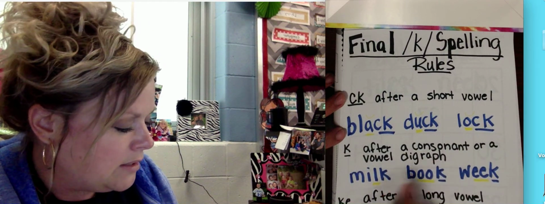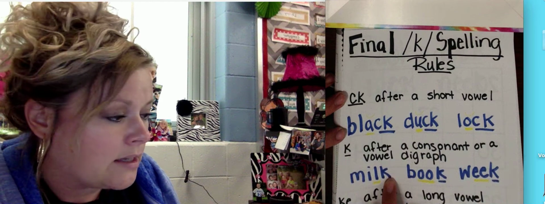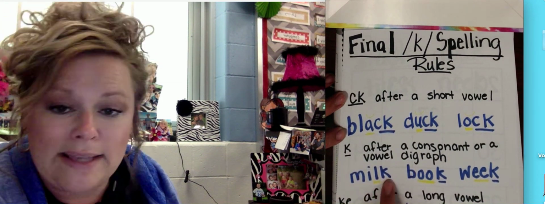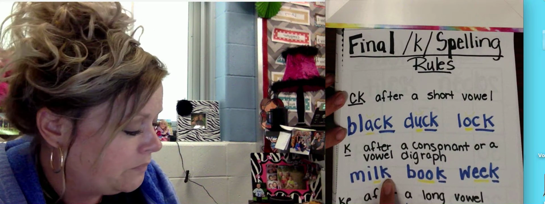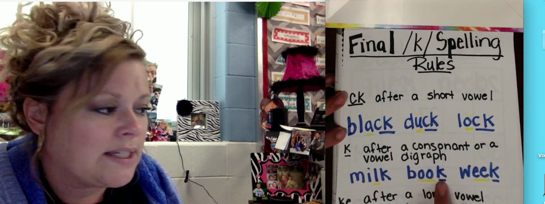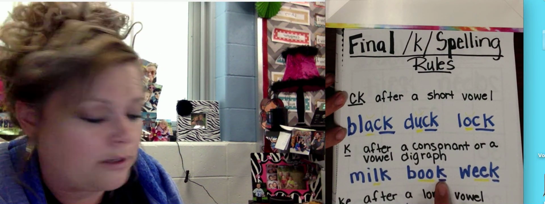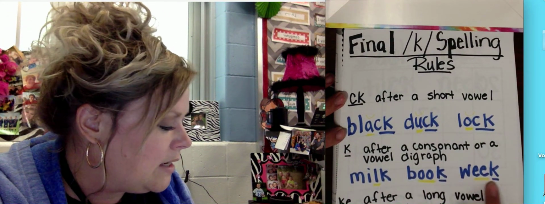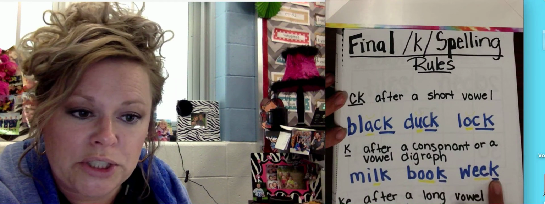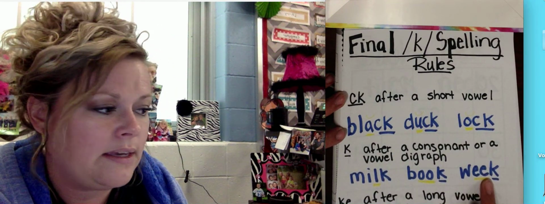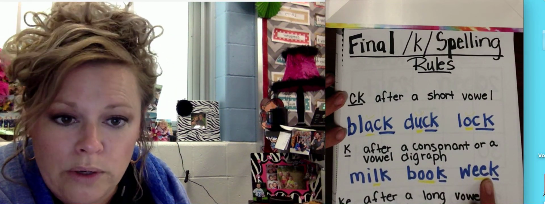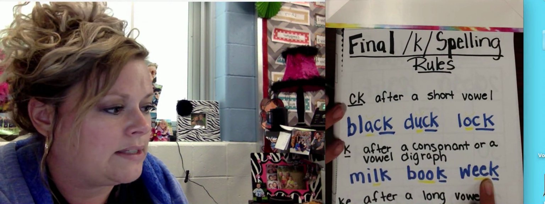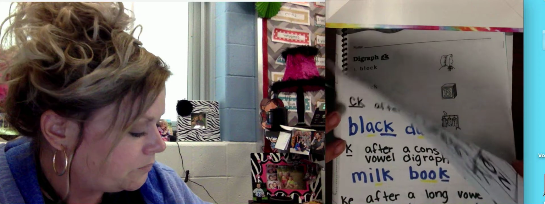So take a look at these words. Milk has the K in the final position after a consonant L. So that's why it's not CK, it's just a K. Book has just a K to spell the K in the final position because there's a vowel digraph. And week has a K in the final position because it's got a vowel digraph EE. So when you're spelling words and you hear a K in the final position, you have these two choices, but you still have two more.